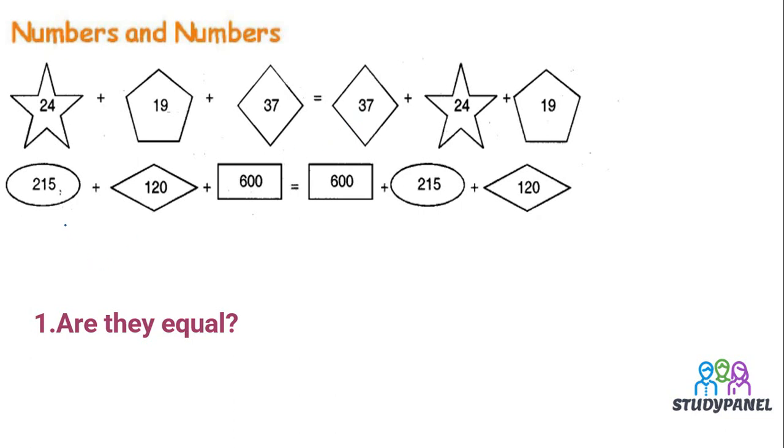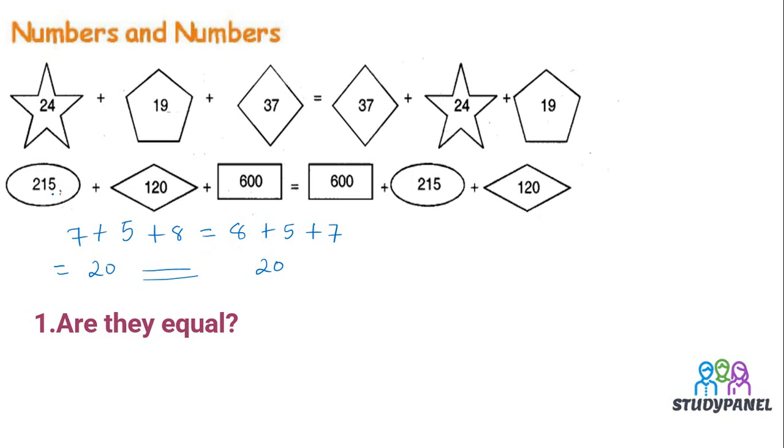Suppose, let me take an example, 7 plus 5 plus 8. Now suppose if I write it here, 8 plus 5 plus 7. So now will there be any change in the answers? Let us find out. 7 plus 5 is 12, 12 plus 8 is 20. 8 plus 5 is 13, 13 plus 7 is 20. So both the numbers are equal. So if we change the order of any number in addition, there won't be any change in the answer.